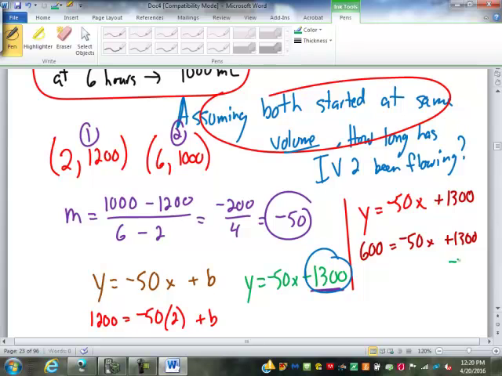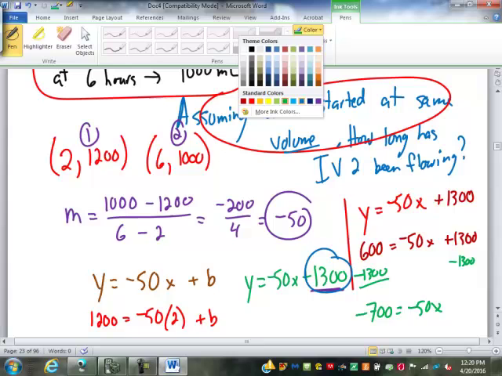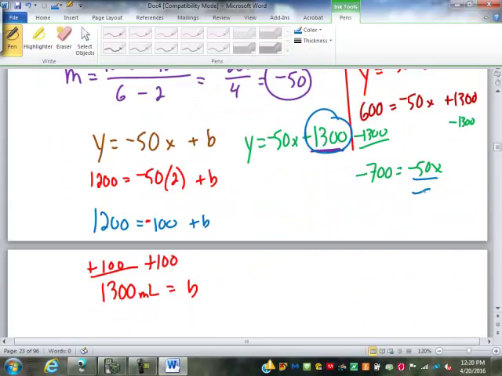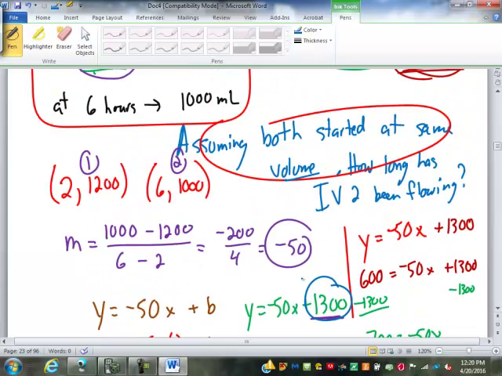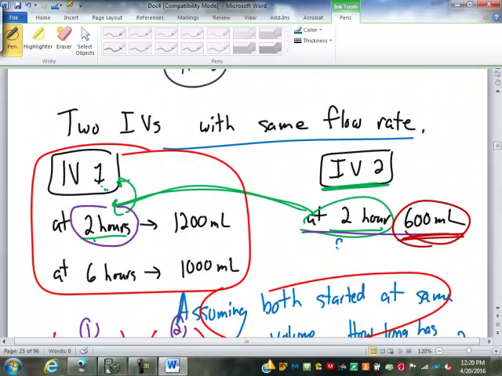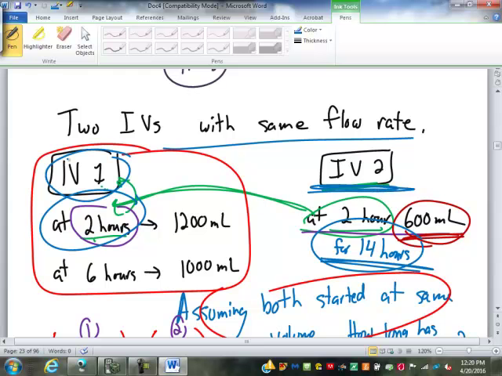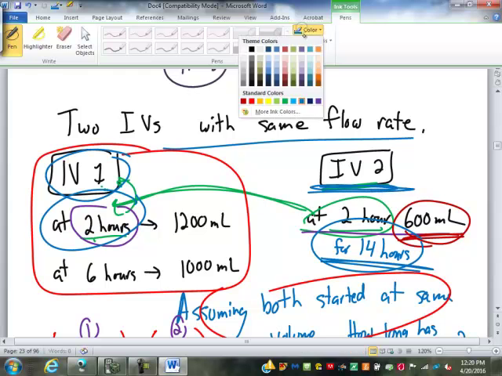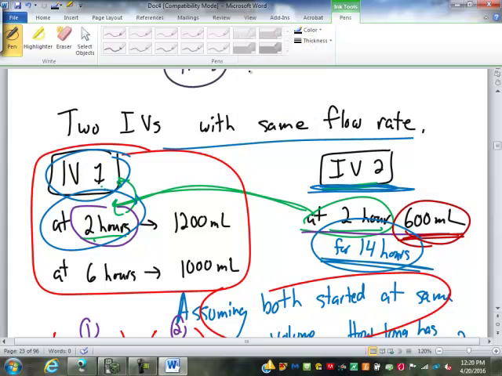Subtracting the 1,300 gives us negative 700 equals negative 50x, and we can divide by the negative 50. Which gives us that x is 14. So at the 2-hour point when we checked it, this bag had been flowing for 14 hours already. So this one had been flowing for 2, this had been flowing for 14. This one was started 12 hours before this one. I got a little bit jumbled there because I messed up my question a little bit. Sorry about that. But you guys get the point of how it can be applied.